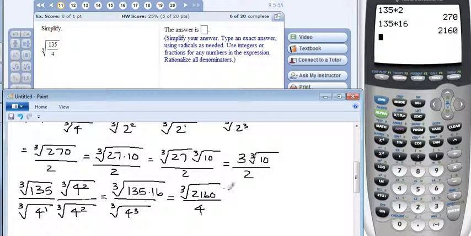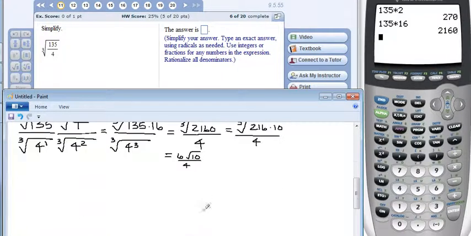Okay? So now I have to say, well, I've got a perfect cube, 216. Well, that's pretty obvious that it's 216 times 10, right? The cube root of 216 is 6. So that can come out. So we've got 6 roots of 10 over 4. Down too low here. And now I have to reduce my outside pieces. 3 roots of 10 over 2. 6/4 is the same as 3/2. So either way, we can get there.